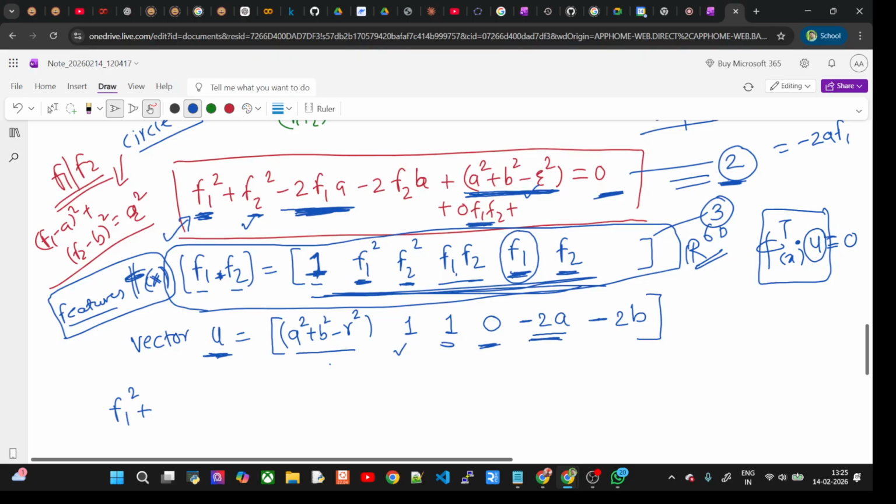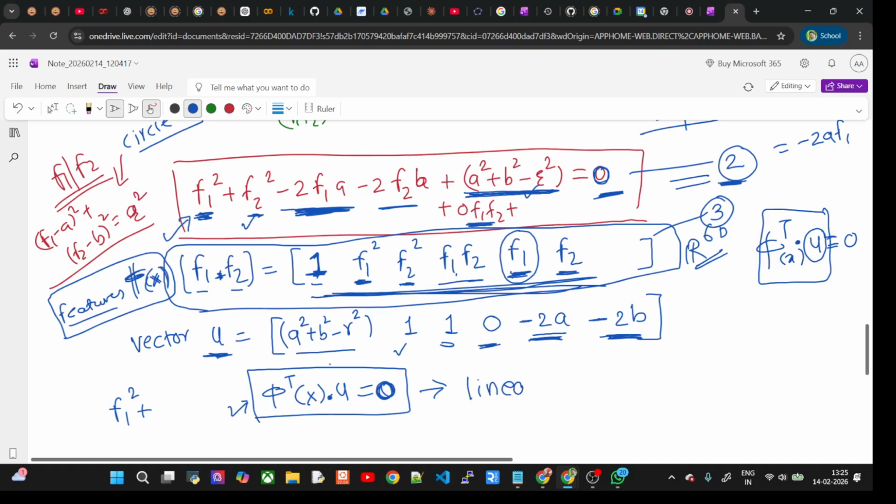So minus 2a is the coefficient with f1. For f2, what is the coefficient? Minus 2b is the coefficient for f2. So now if you do phi transpose x into u, this is showing the linear relationship. Because c is equal to 0, that's why I mentioned it is equal to 0. So if you just do phi transpose x into u equal to 0, that is the linear relationship in the new dimension.